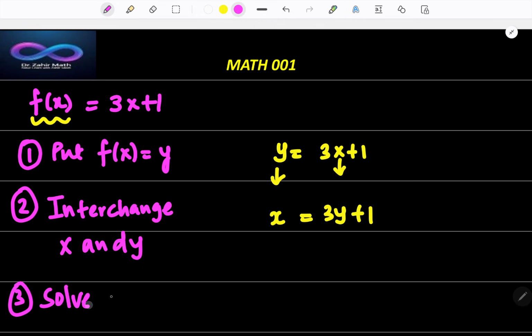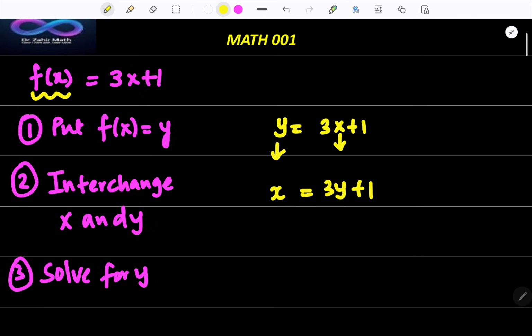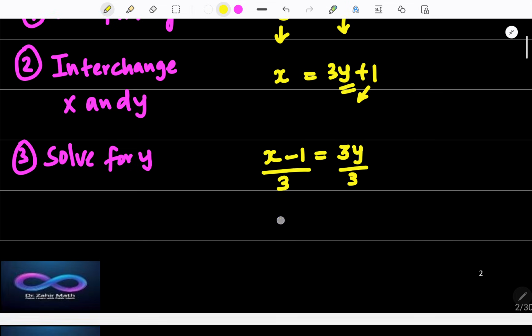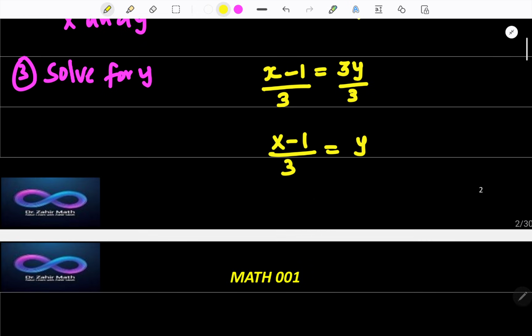Step number 3 is solve for y. It means you're going to solve for y. Take the 1 to this side: x minus 1 equals 3y. You're going to solve for y, so you're going to write y is equal to, dividing by 3 on both sides. So x minus 1 divided by 3 is equal to y. Clear? This is step number 3.